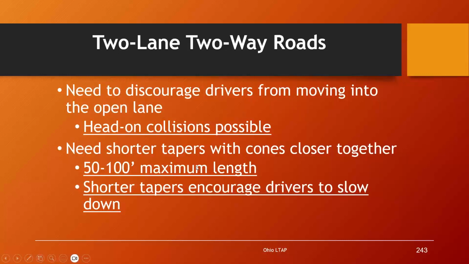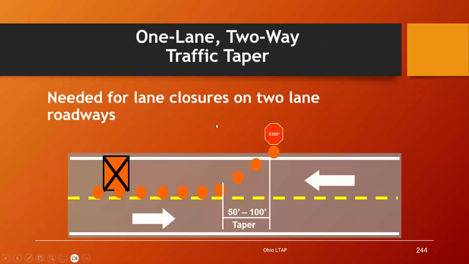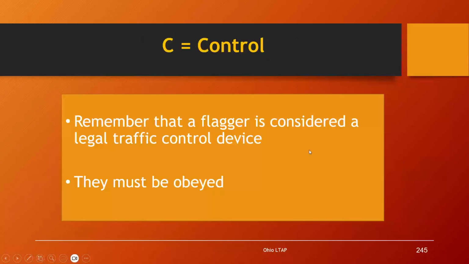So a 50-foot minimum length to a 100-foot maximum length. And it says the shorter tapers encourage drivers to slow down. But like I said, it's because if it's installed right, it looks like a wall of cones across their lanes, even though it might be 100 feet long. So here's a depiction of the one-lane two-way traffic taper. And then you see the flagger standing on the shoulder at the very beginning of that taper.